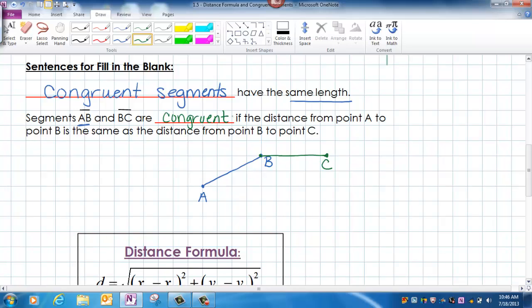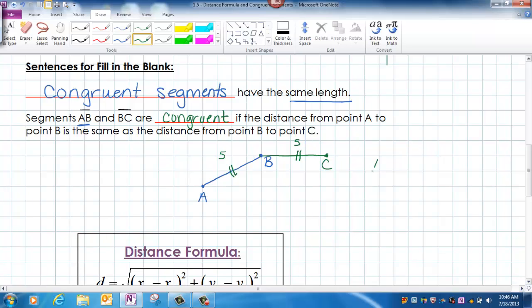if the distance from point A to point B is the same as the distance from point B to point C. So if A to B was 5 units long and B to C was also 5 units long, then you would say that segment AB is congruent to segment BC. We show that by putting a little slash mark on segment AB and then the same slash mark on segment BC. Or maybe you'll see 2 slash marks on AB, but then you would need to see 2 slash marks from B to C to show that segments AB and BC are congruent.